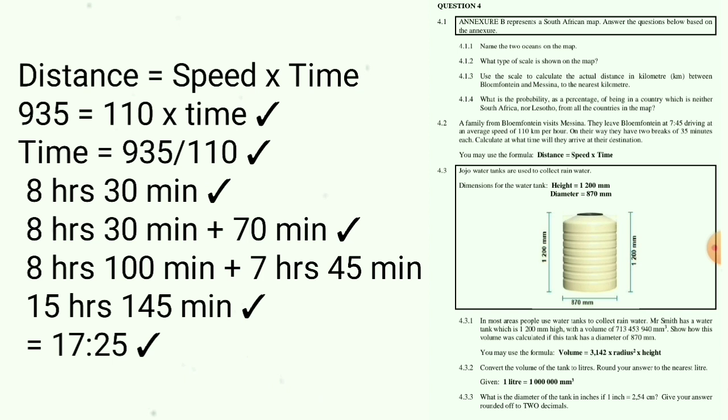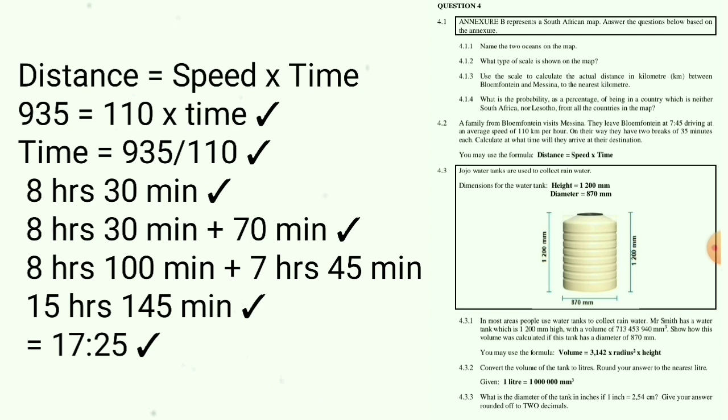Remember that they leave Bloemfontein at 7:45, so we just have to add the 7:45. Then it equals 15 hours 145 minutes. Then we just convert it into time, as simple as that. We can say 25 minutes past 5, which is 17:25.